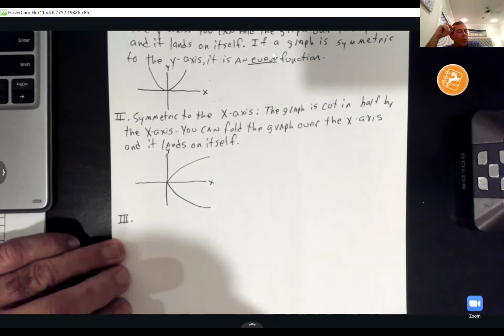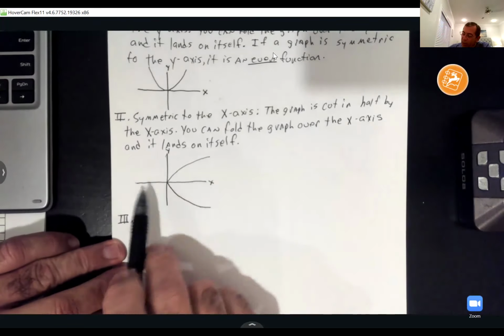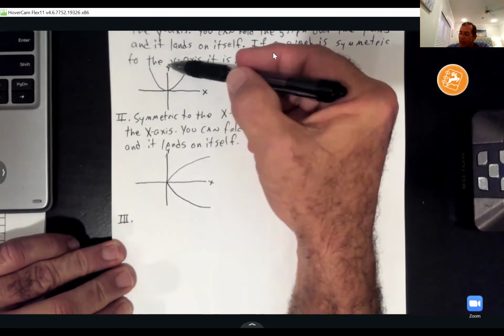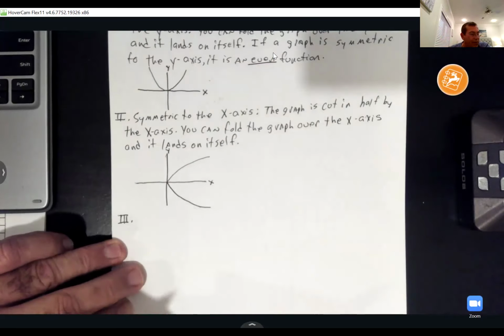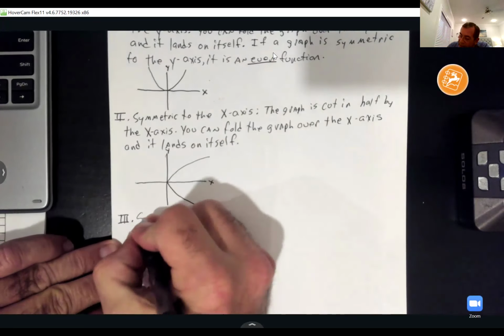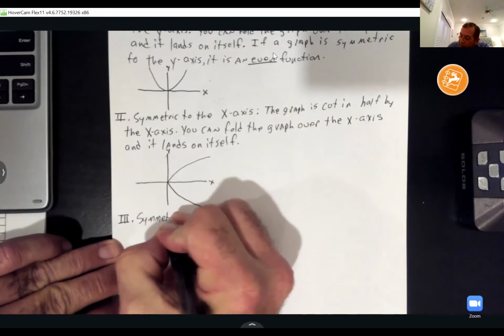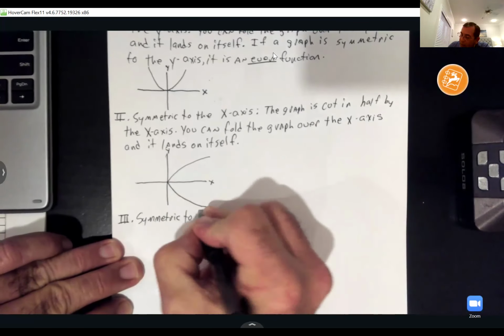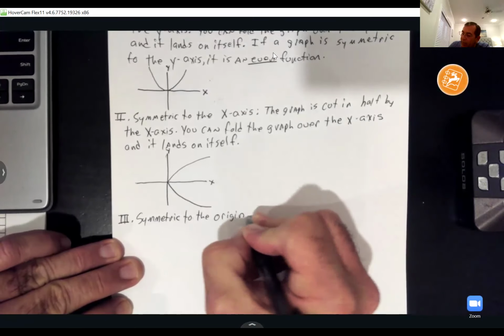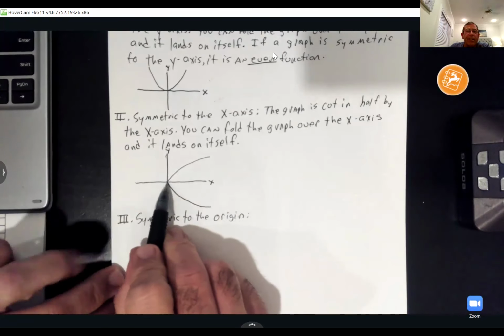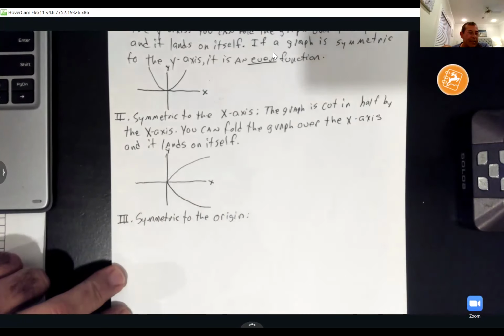So the third one would be, y'all, I've used both lines. I've used the x-axis and the y-axis. So the third type is a little bit different. We call this symmetric to the origin. Now remember, the origin is the center of the graph where they intersect.